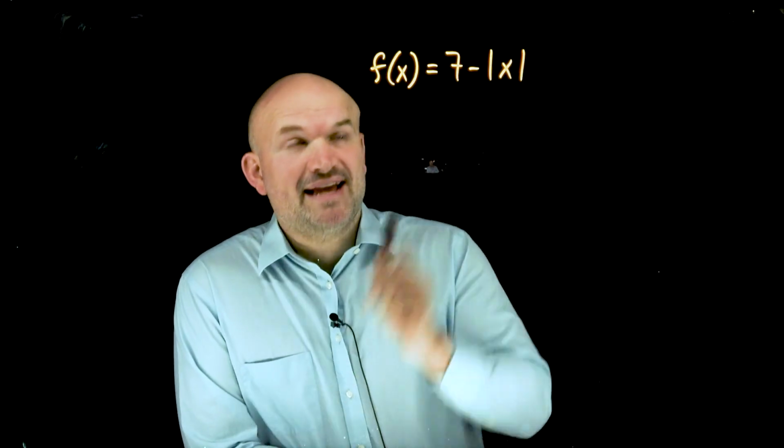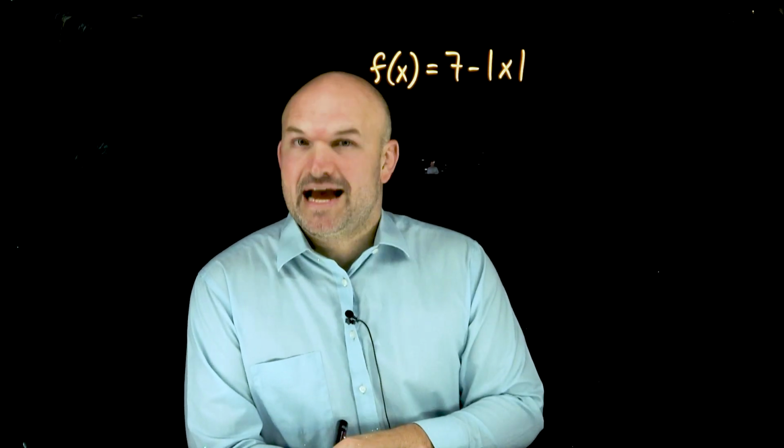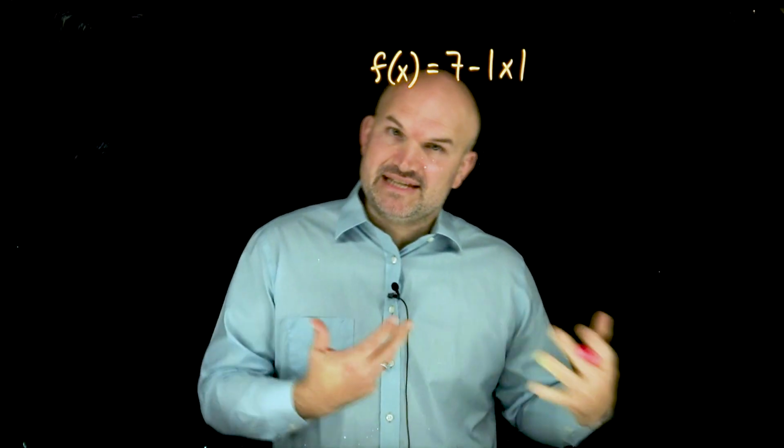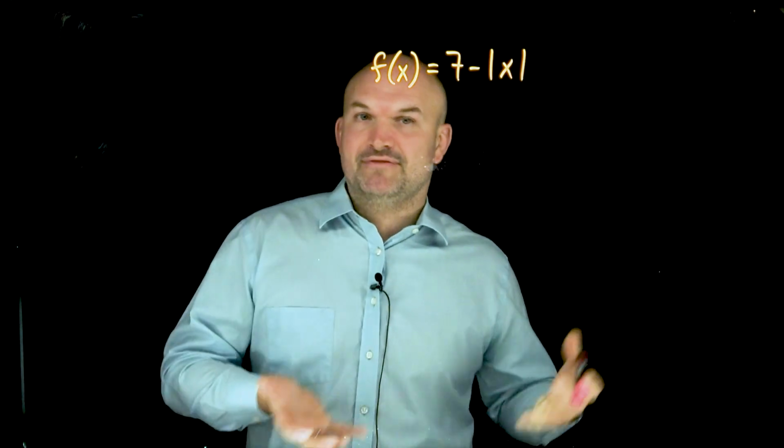Here's a problem where students make a very common mistake. So in this case, I have f of x equals 7 minus the absolute value of x. Now, this looks a little bit different than probably some of the other equations you get when you're first learning how to graph an absolute value function.